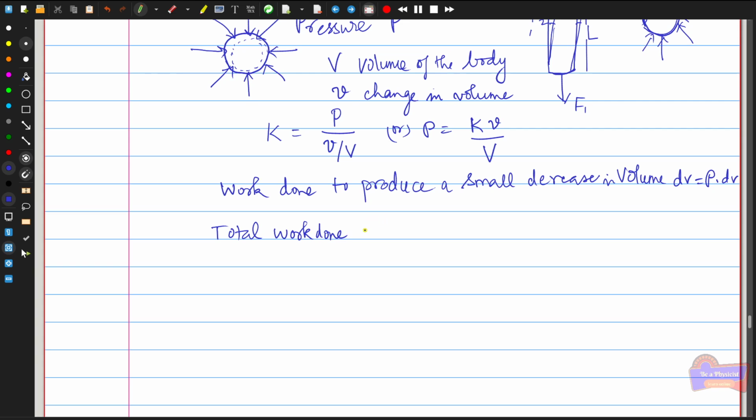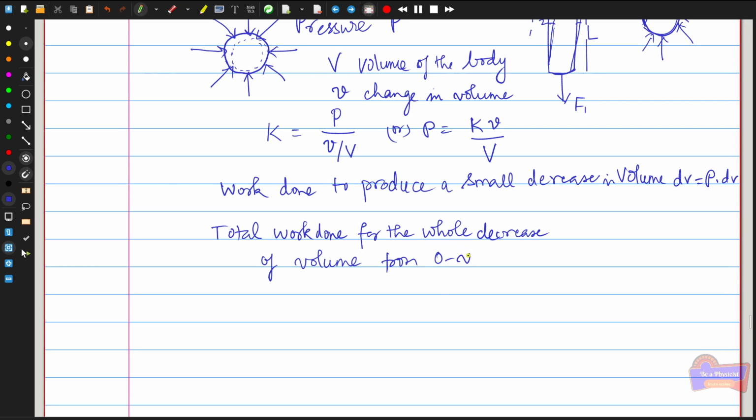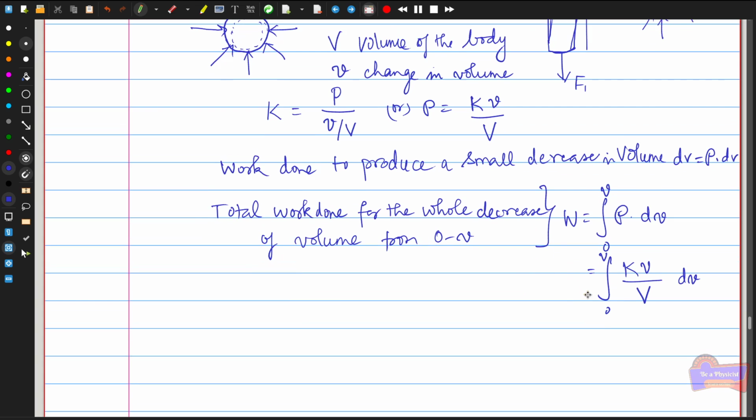For the whole decrease of volume from 0 to small v, I can write W equal to the integration from 0 to v of P dV. Again, I know the value of P from here, so I can directly substitute K v divided by capital V into dV, which is similar to the previous steps.